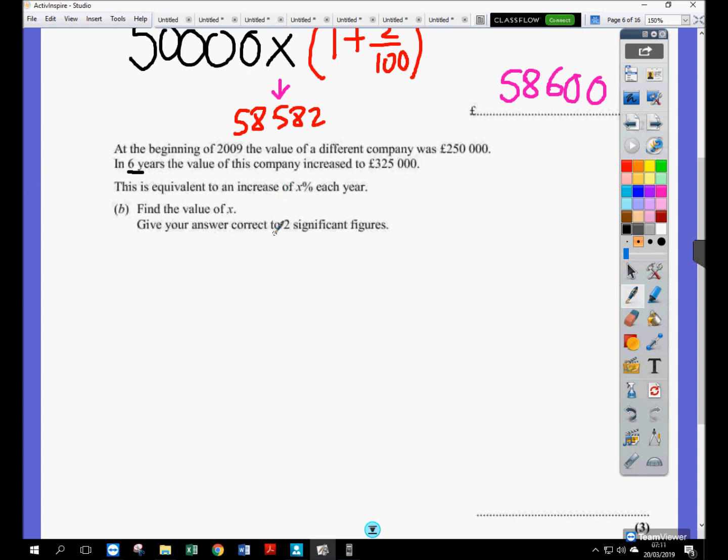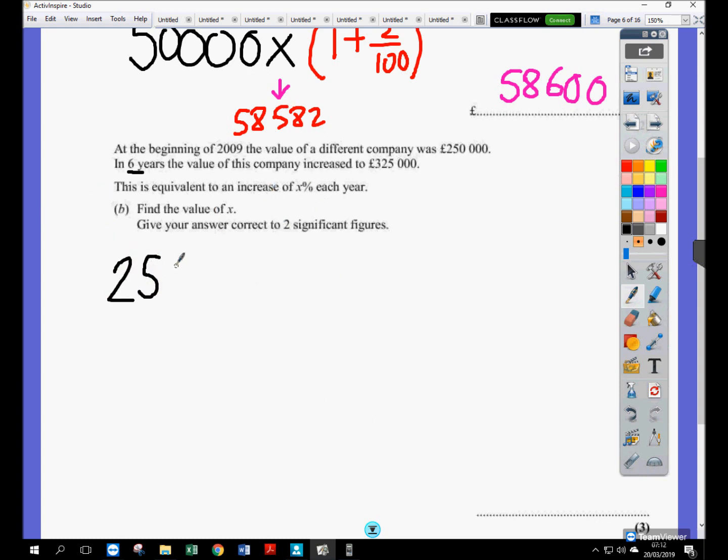Now, this next sentence is quite important. This is equivalent to an increase of x% each year. So what this means is it's like a compound interest question. You mustn't think about this question as the amount that it's increased by each year being the same amount each year, because it's not. It's a different amount each year, and each year gets slightly more than the previous year. So what that means is it's a compound interest question.